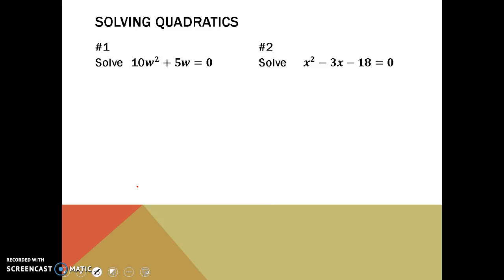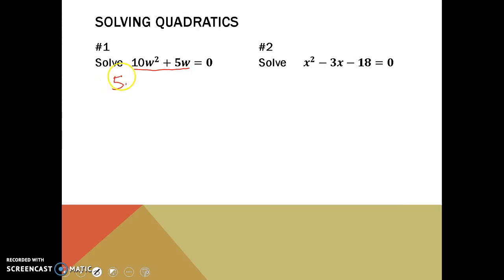We have these two problems here, and I'm going to start by solving the first one. Each time you do these, you might want to pause the video, try to solve it on your own first, and then see if you've done it correctly by restarting the video and watching me go through it. But I'm going to factor a greatest common factor out of this expression, and it looks like 5 is something that goes into 10 and 5.